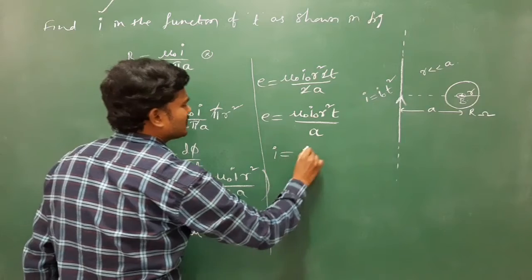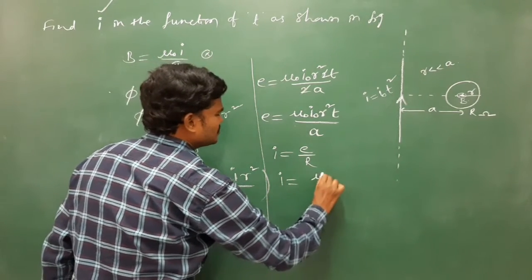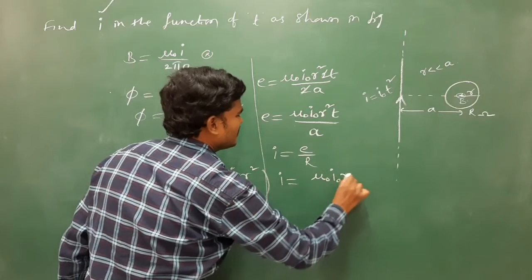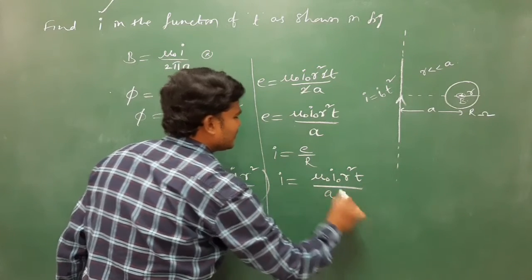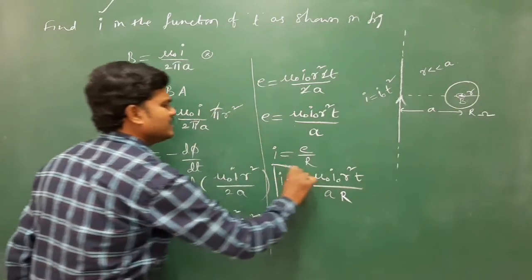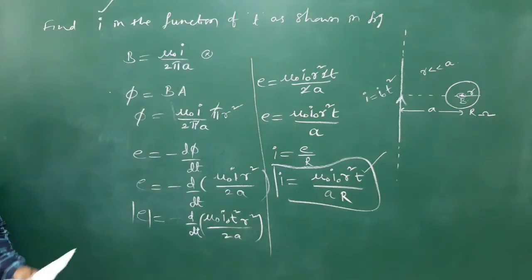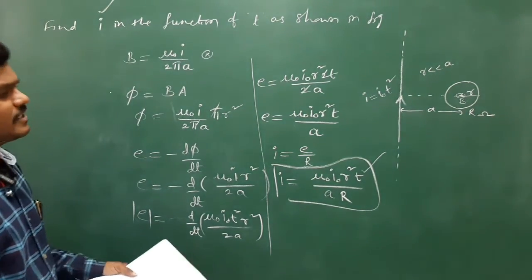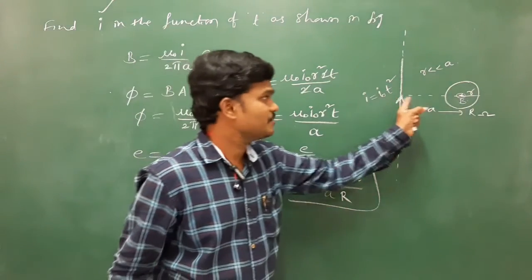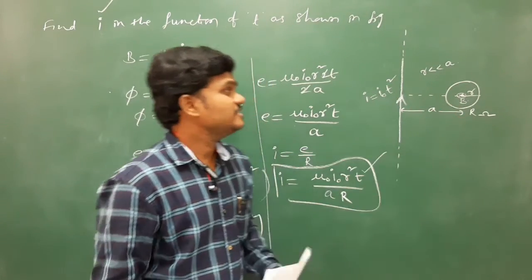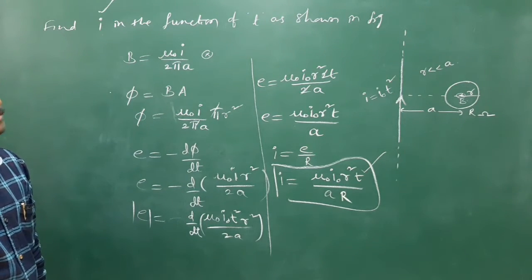So induced current is nothing but induced EMF by resistance. So I is equal to mu naught I naught r square t by a r. So this is the current as a function of time. Okay, so mu naught I naught r square t by a r, where a is the distance from here to here. And this is the magnitude of the induced current.